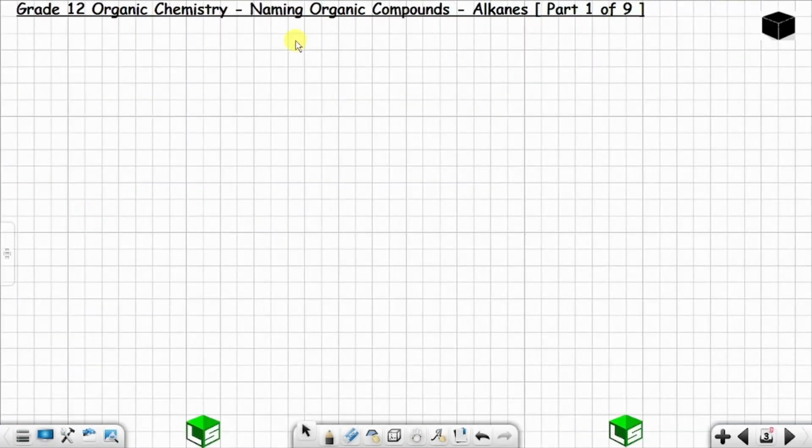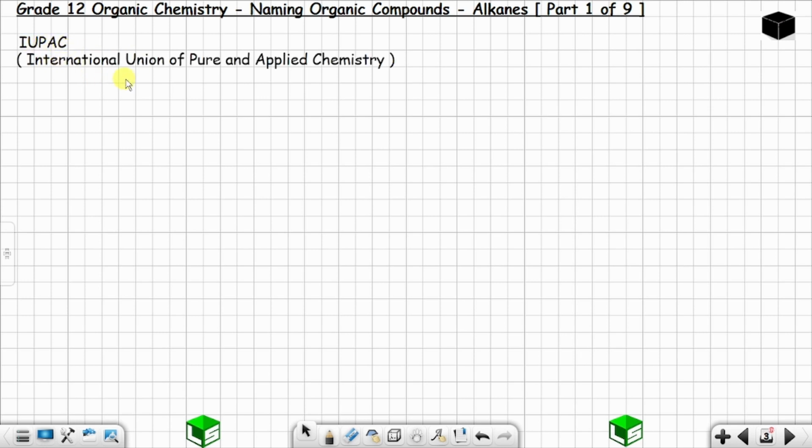The way in which organic compounds are named was discussed by a group of chemists that sat down in a meeting, and this led to what is known as IUPAC. And what does IUPAC stand for? IUPAC stands for International Union of Pure and Applied Chemistry.